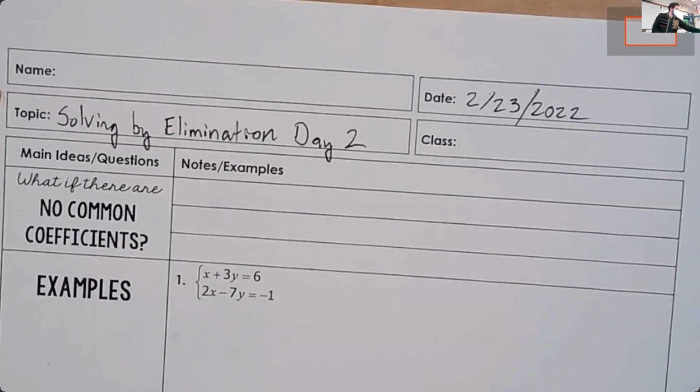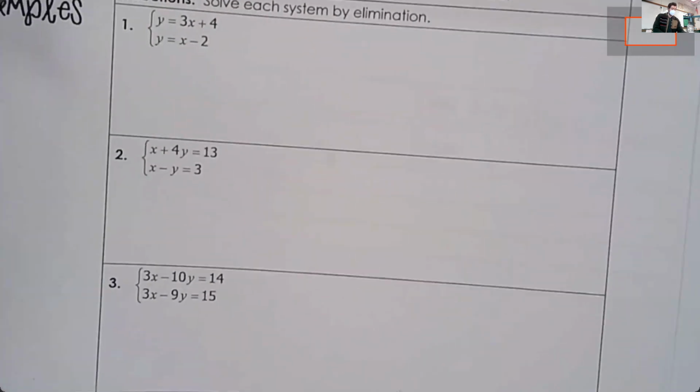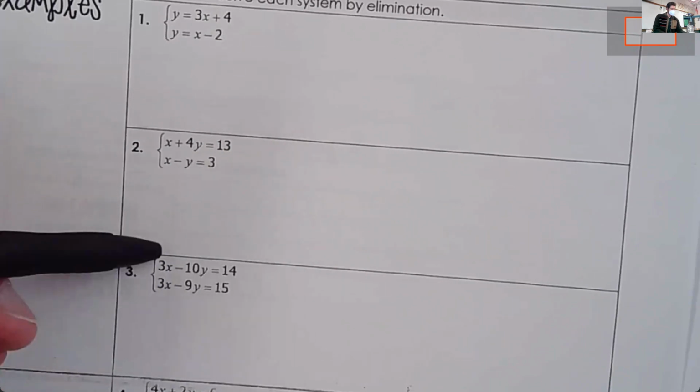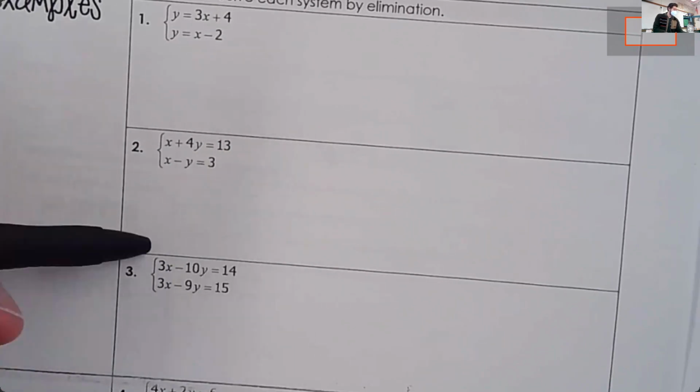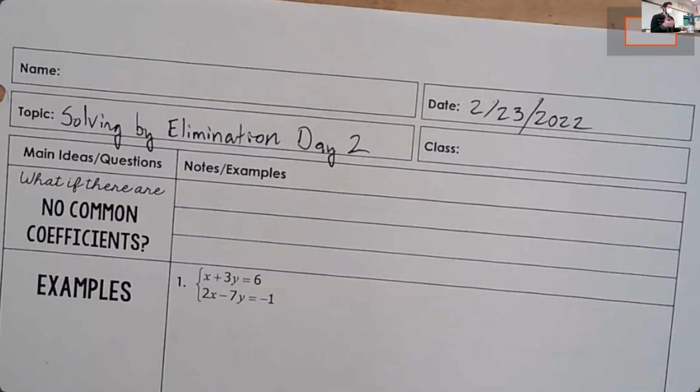Yesterday, we saw numbers in front of the variables that were the same, right? Like on every example really. So like this one here, number 3 from yesterday's notes, we had 3x and 3x. And because those numbers were the same, we were able to eliminate the x values by subtracting those two equations. There were some examples where we had opposite values as well, a positive and a negative. And with those ones, we added them together. But either way, we always had numbers in front of variables that were either exactly the same or a positive and negative of the same number.